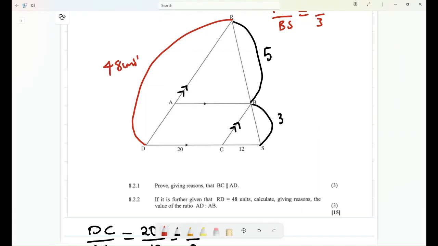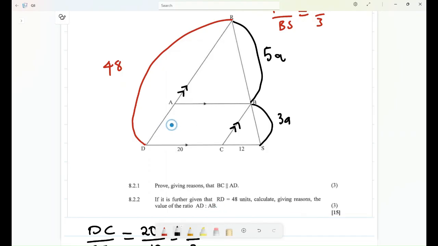Hence here I like to say 5A, 3A, so that you can see that we are not talking about the dimension, rather the ratio. 48 units. If I do not have anything here, it means it is the exact unit. Now calculate the value of the ratio between AD and AB.